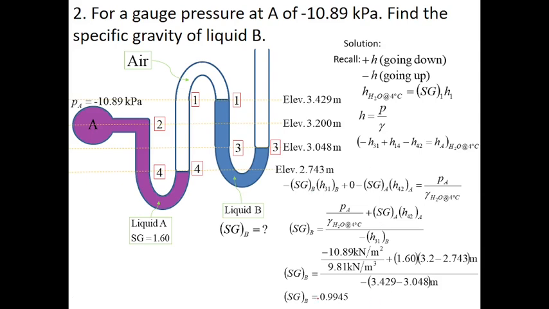So, specific gravity is 0.9945. Of course, we should be consistent with the units. Kilonewton per square meter over kilonewton per cubic meter, what remains is meter. Then plus meter over meter, cancel. So it is unitless.